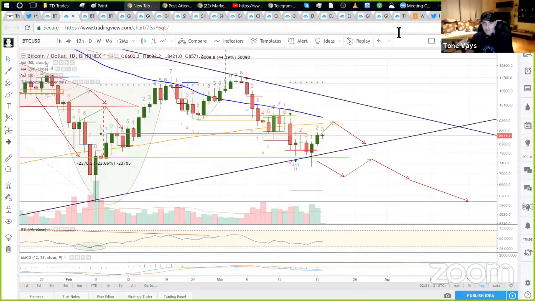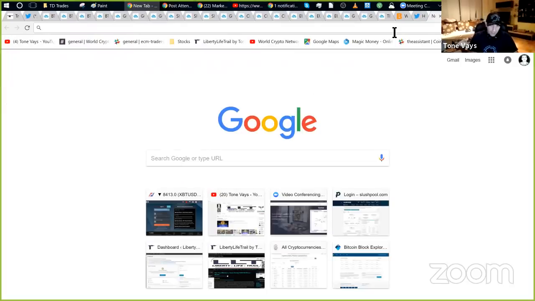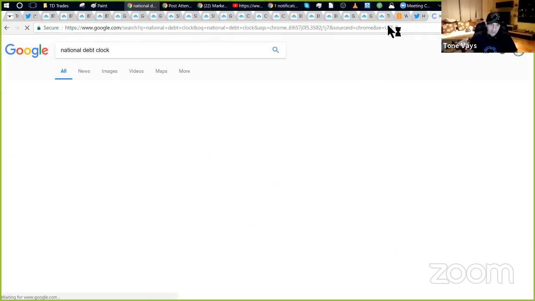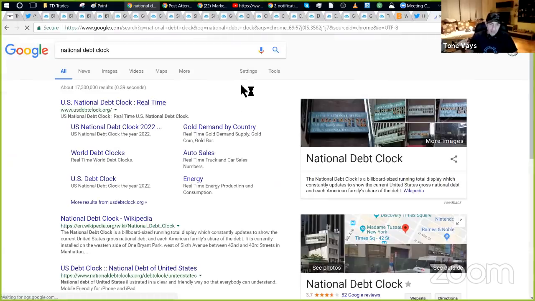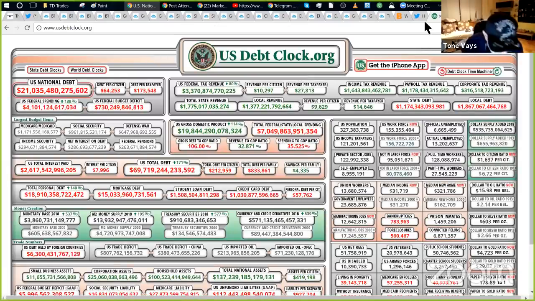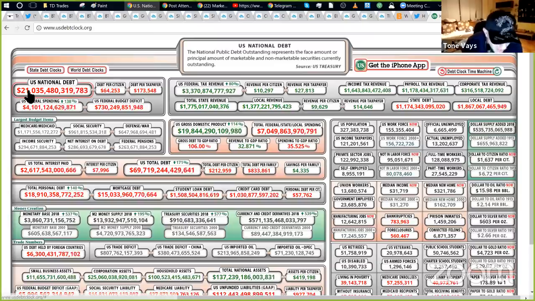Was it national debt clock? Yeah, there it is. U.S. national debt. I don't know how accurate this is, but it's really cool looking. U.S. national debt is at 21 trillion. Who cares? Who cares? You know what concerns me?